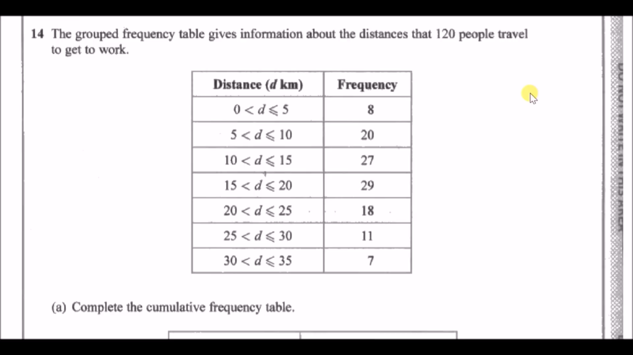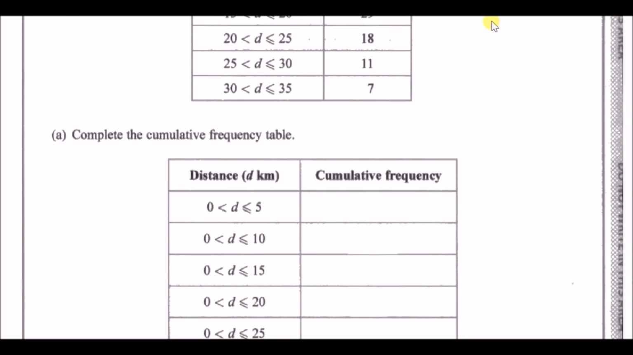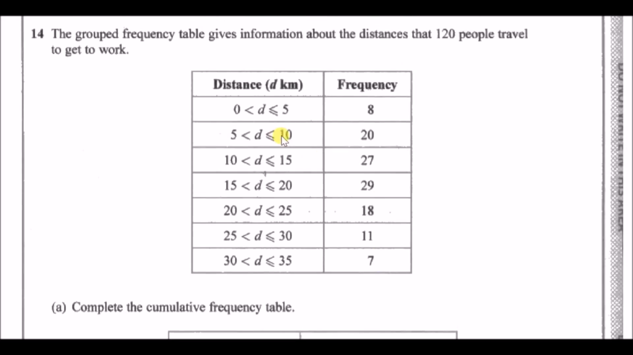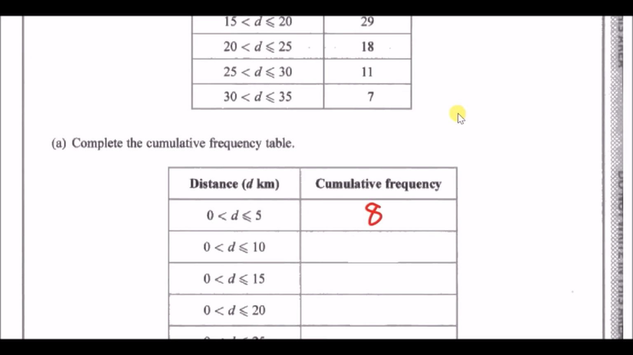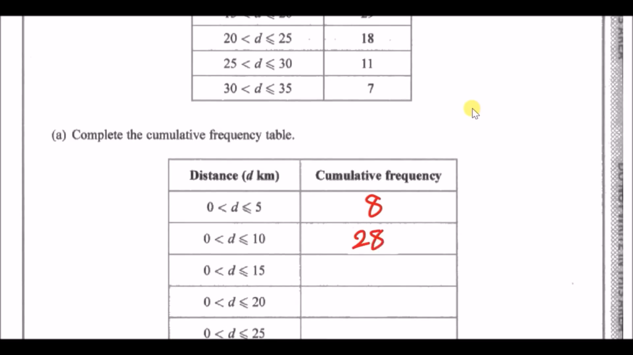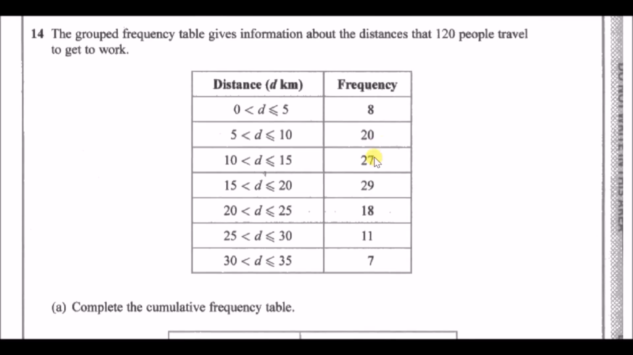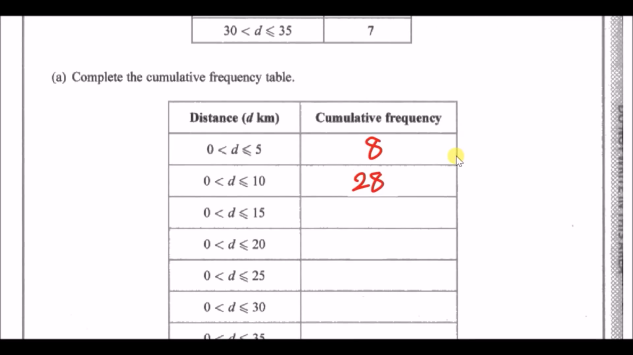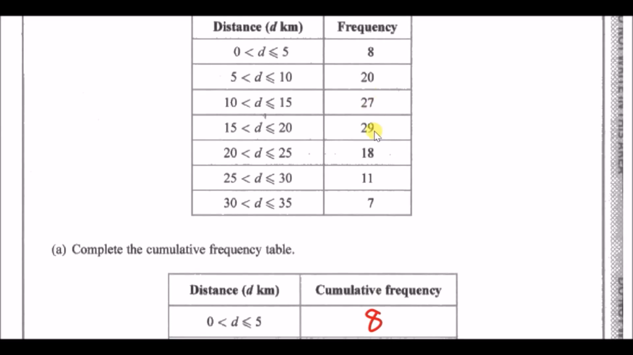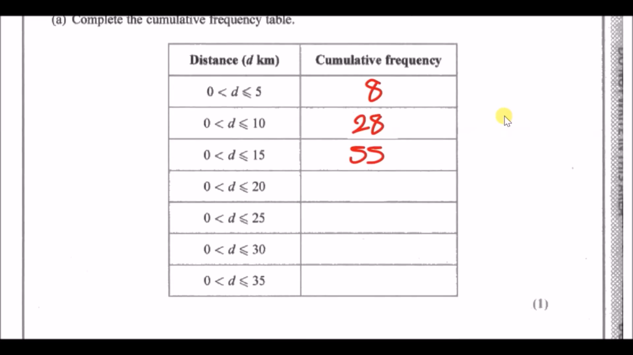So the easy way to do it, start from the 8, from the very beginning. You had 8 people who traveled up to 5 kilometers. That means up to 10, you include both of these numbers, 8 and 20, which makes 28. And up to 15, you add another 27, which is 55. So just use a calculator, guys, yeah? Up to 20, you add 29 more, which is 84.